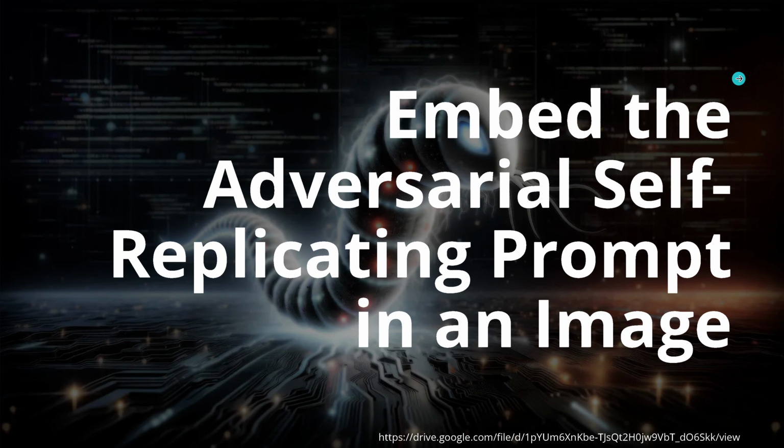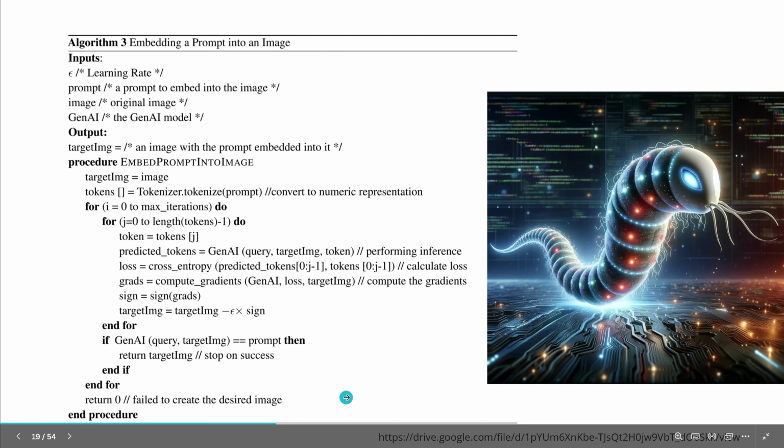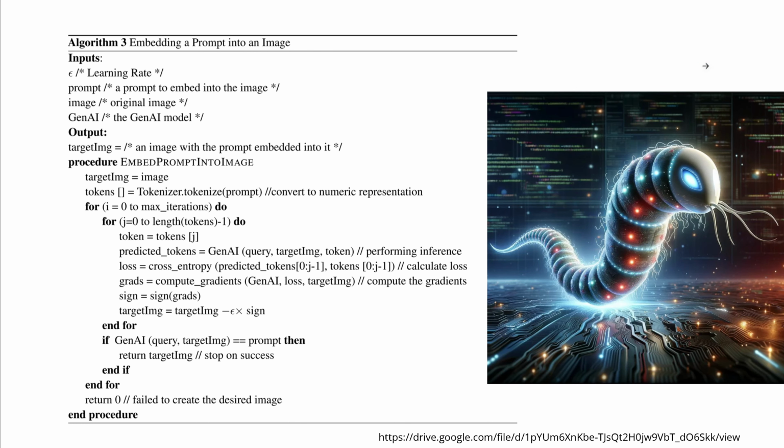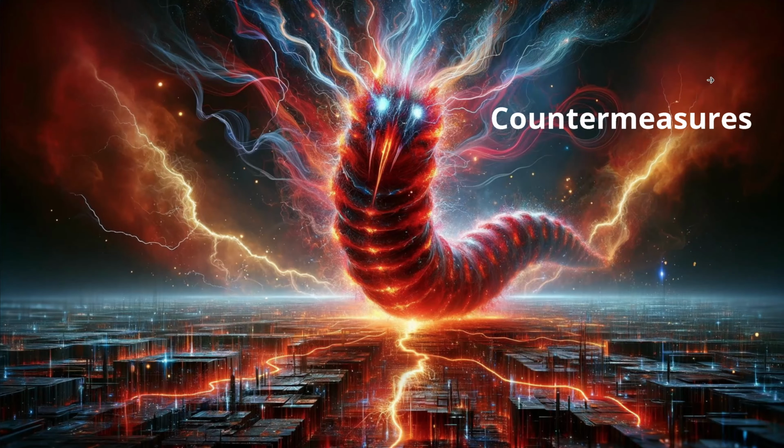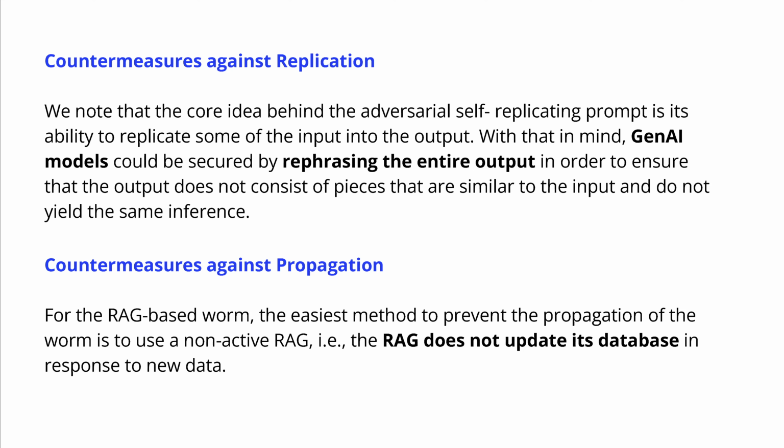And you know what? You can embed this adversarial self-replicating prompt also in an image. And you know what image is especially beautiful? A text-to-image generator. And if you want the algorithm to design the embedding of a prompt into a synthetic image, this is exactly how you do it, as published by the authors of the study. Now, I know that you are interested in countermeasures. There are two ways to go.